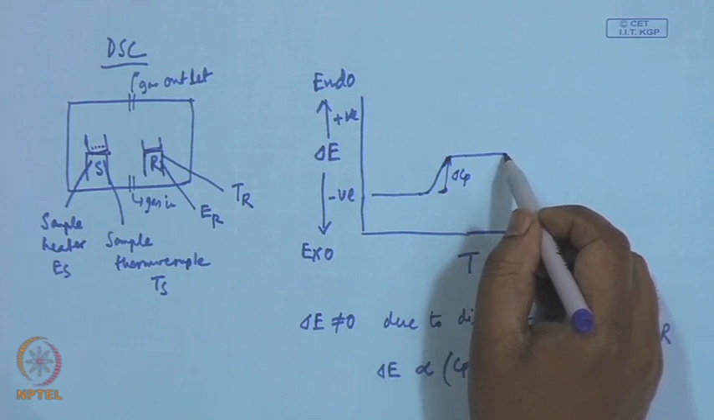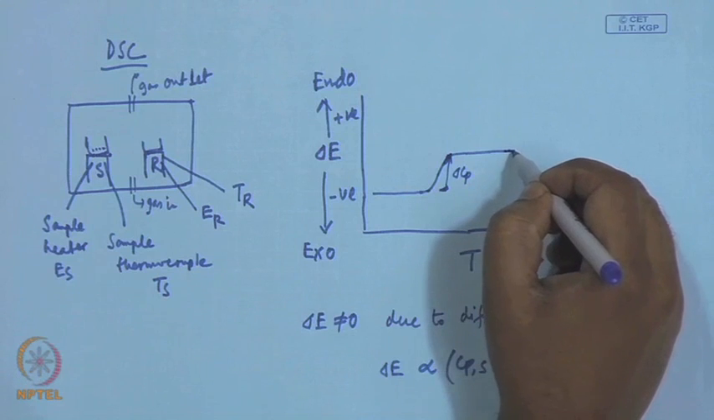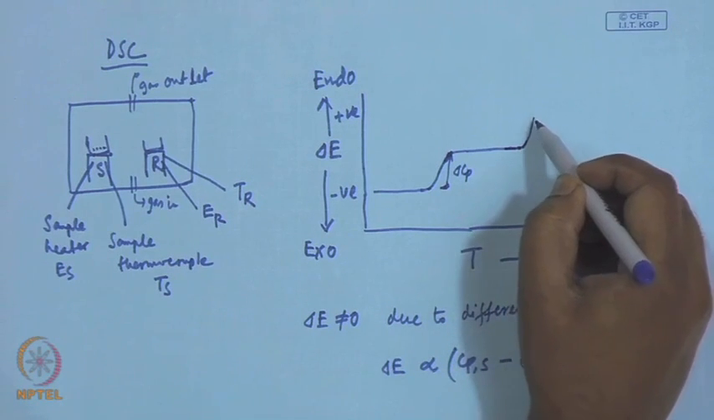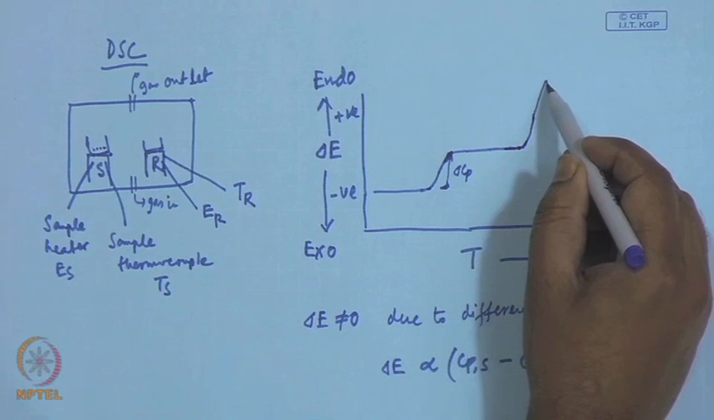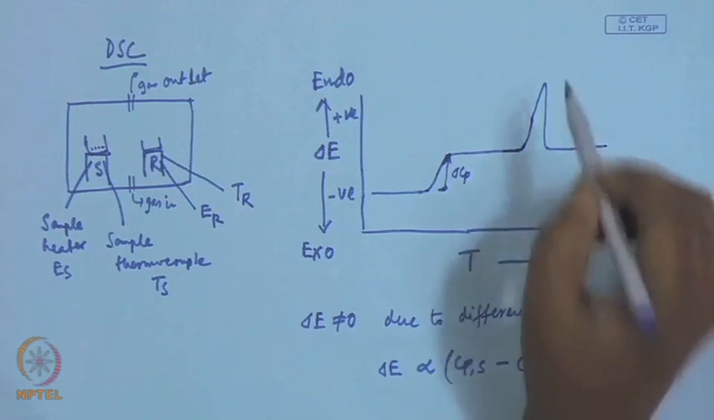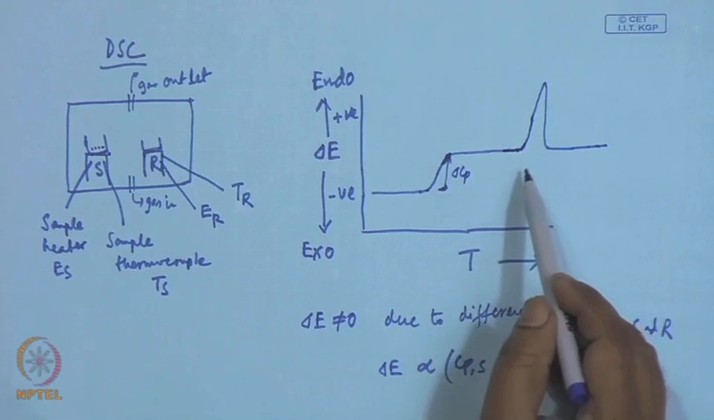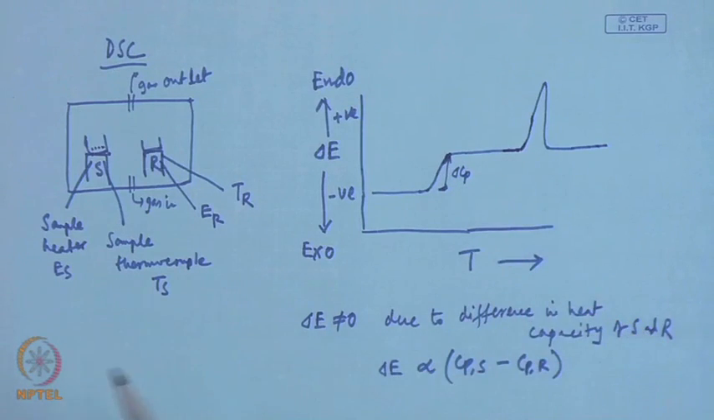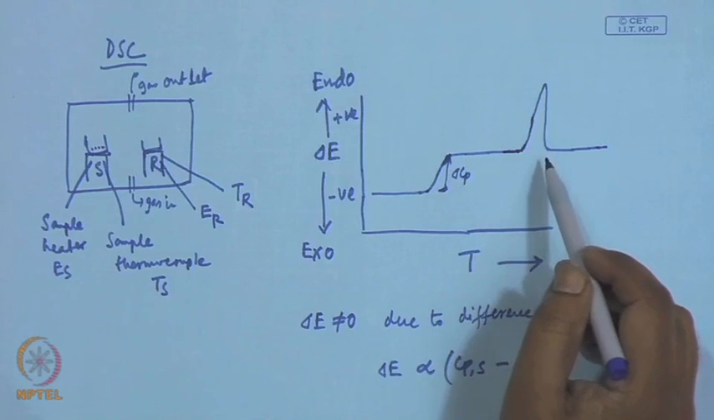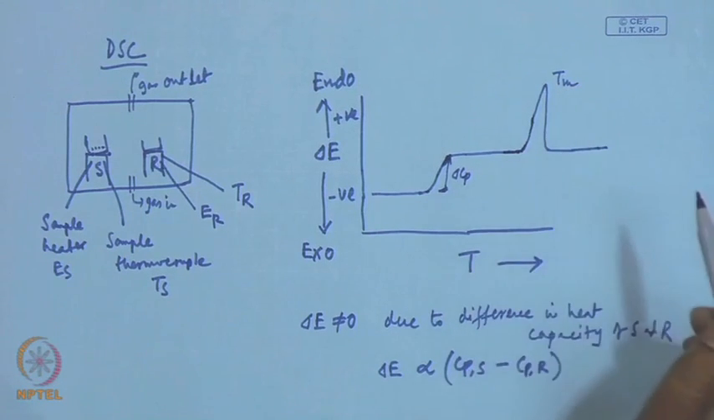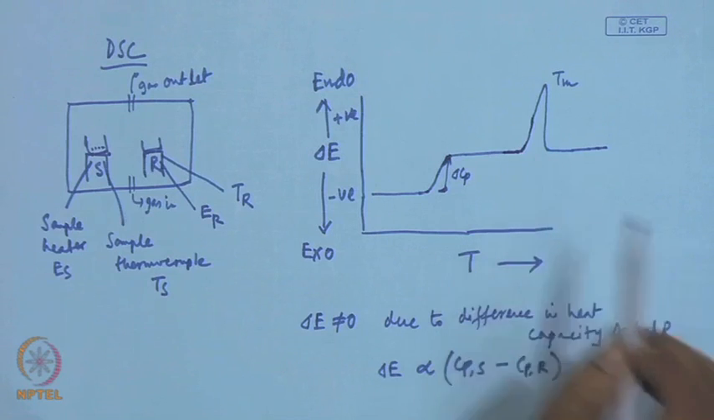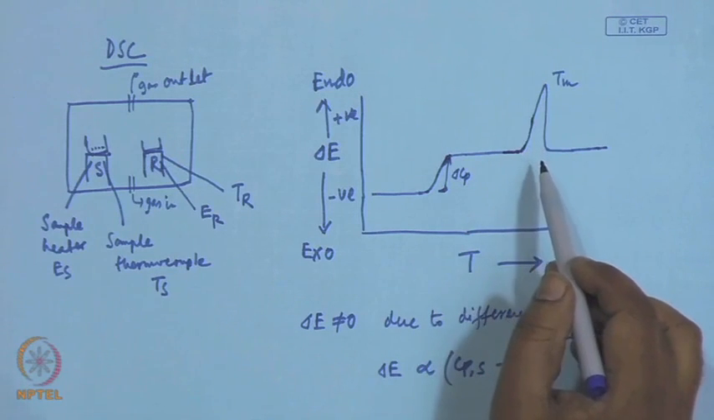Now, if we increase the temperature further, if you continue heating, a time will come when this polymer sample will undergo melting, and you get a peak corresponding to the melting point of the polymer. So, you get a curve like this.